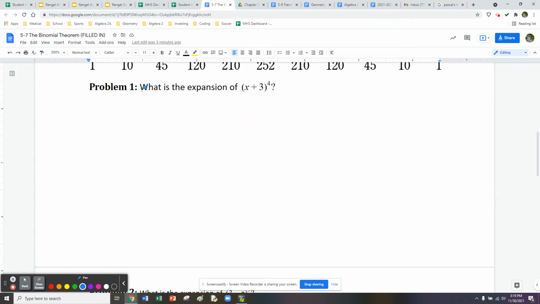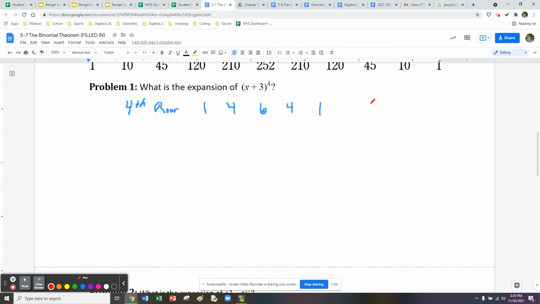So in this problem, we want to expand x plus 3 to the fourth. So first we're going to use the fourth row of Pascal's triangle. And that's going to be where we had the 1, 4, 6, 4, 1. So that second number in, that's going to match your power that you're using. Next, you want to identify your a and your b.